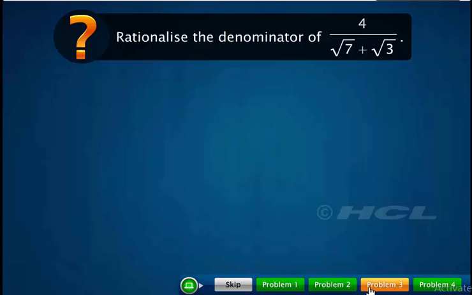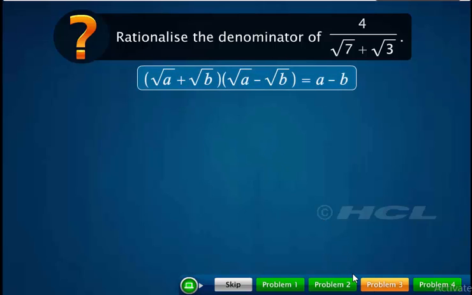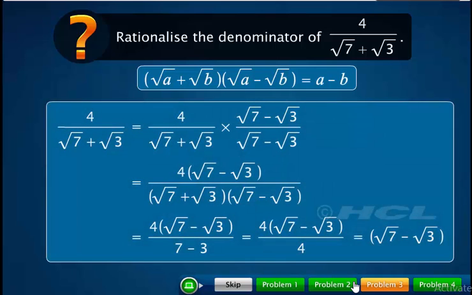Rationalize the denominator of the given irrational number. Multiply and divide by the rationalizing factor of the denominator and simplify.